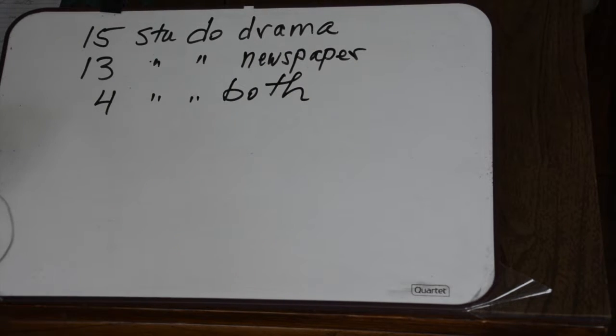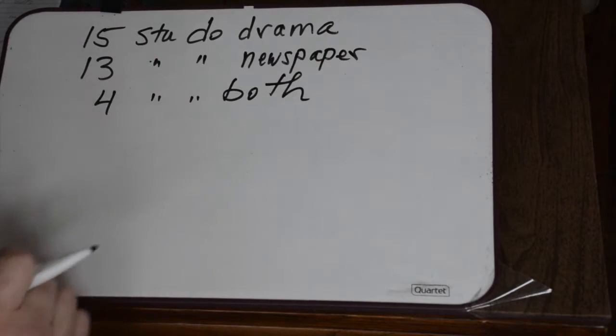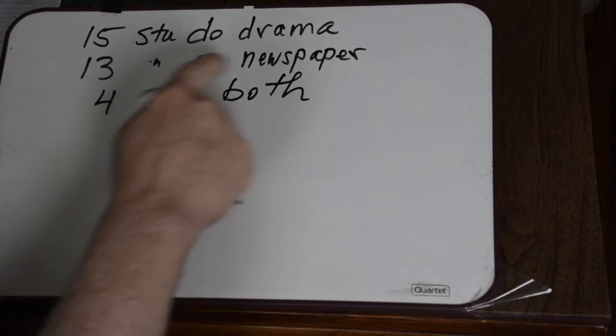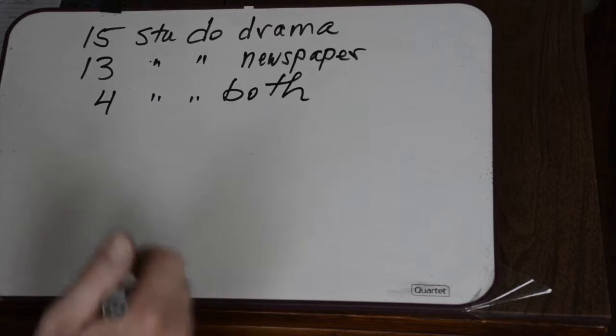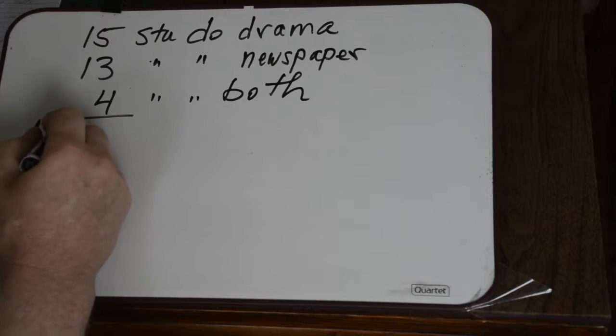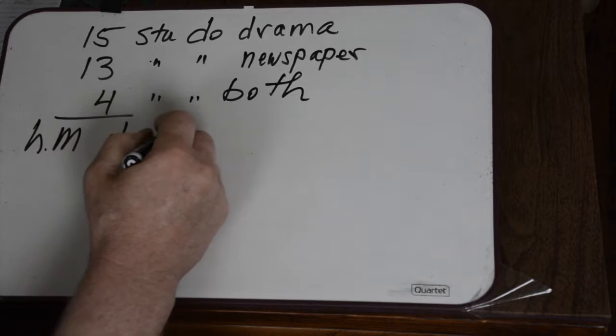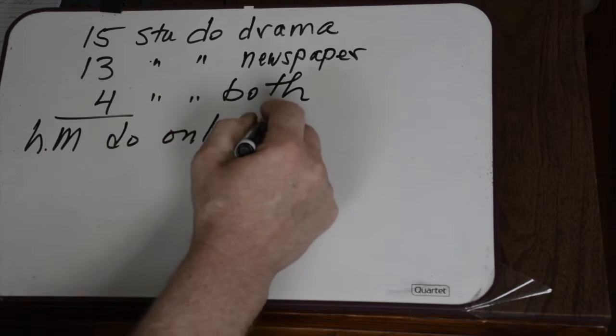Suppose you're given that 15 students do drama, they're in the drama club, 13 are on the newspaper staff, and 4 do both. So this is a total of 15 people in drama, a total of 13 people on the newspaper staff, and from that whole mix, 4 of them are on both. So the question is, how many do only drama?